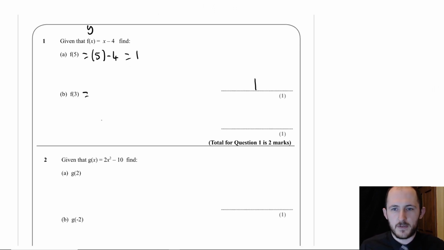It does get a bit more complicated, unfortunately, just like everything with maths. But again, for the next one, all you're doing is subbing in 3. Minus 4 equals minus 1. Nice and easy. Not too bad so far.